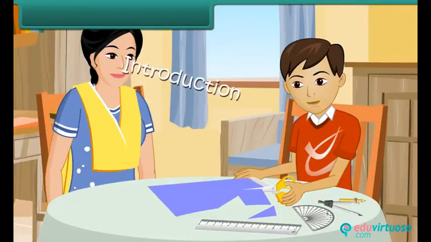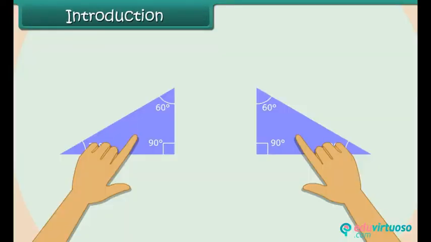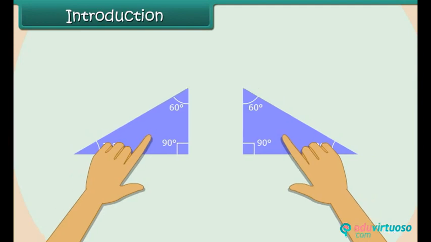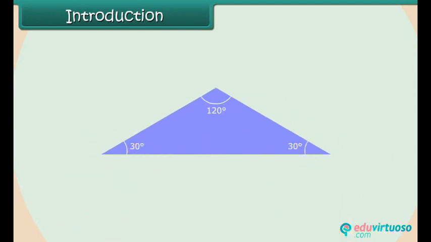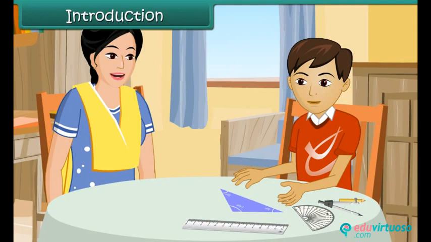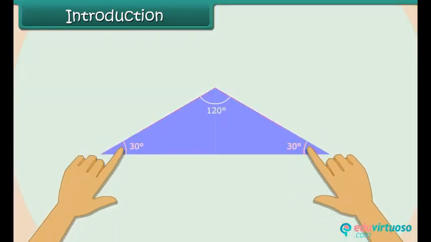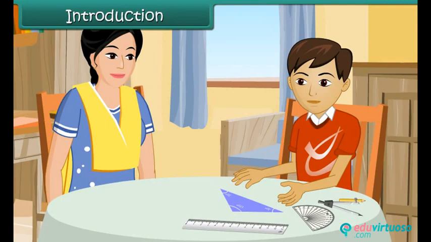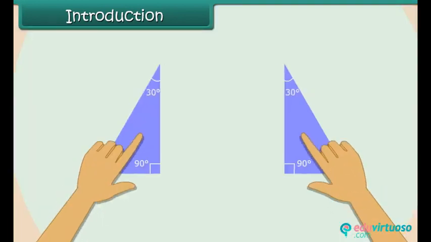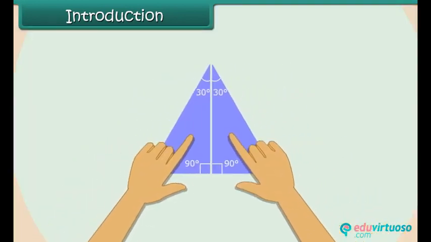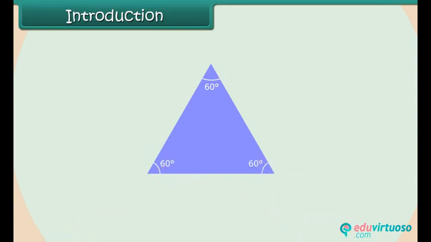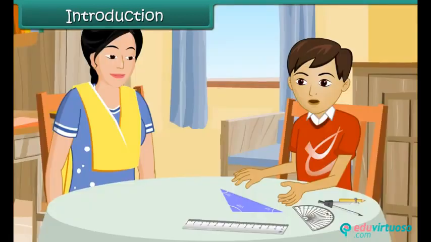Mom, look! I made a new triangle by joining two identical right-angled triangles. That's great, Nick. Did you observe the sides and angles of the new triangle? Yes, Mom. Two sides and two angles are equal. Wonderful. Now join two right-angled triangles to create a new triangle with all sides and all angles equal. I have done that as well, Mom.